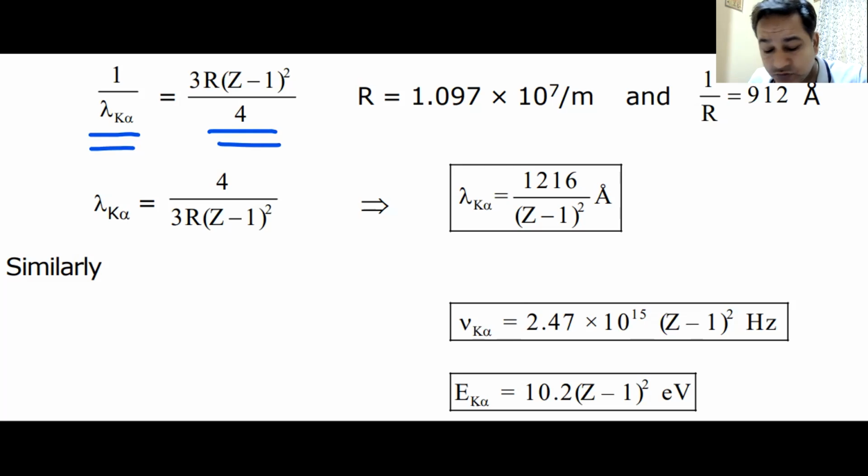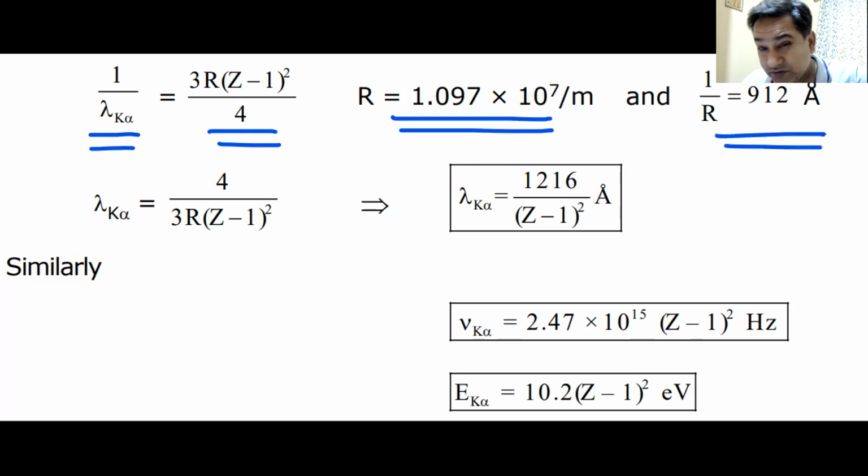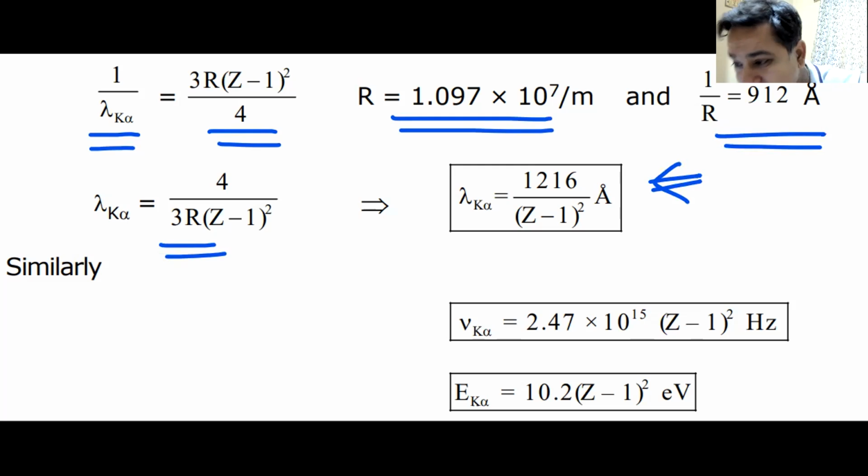So the formula starts to look like this. The Rydberg constant is 1.097 into 10 to the power 7. 1 by R is a very important thing that you remember: 1 by R is 912 Angstrom units. I put the values here. This is the shortcut formula by putting all the values that I get for alpha series, K alpha series, lambda for K alpha series. Instead of 12,400, I have 1216.